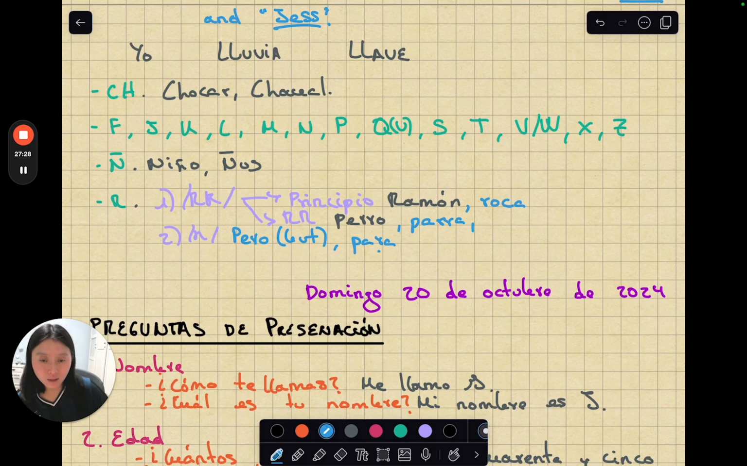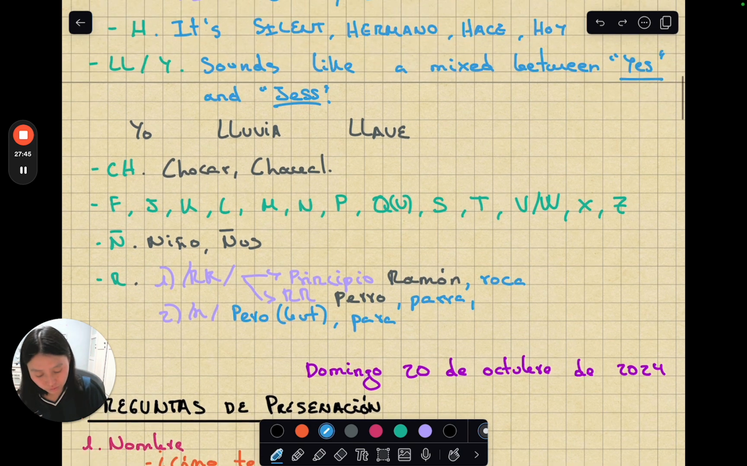Para, parra, different. Parra would be like the tree for the grapes, not exactly, but more or less. Okay? And that would be it.